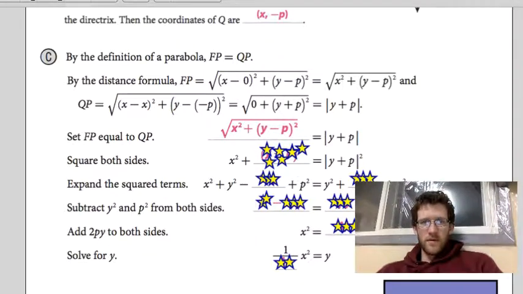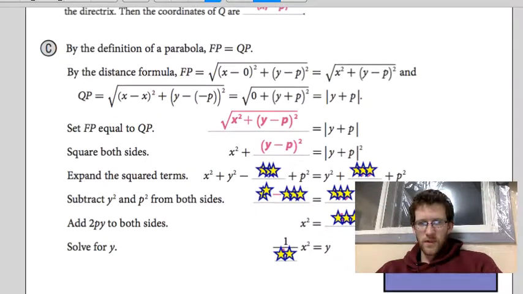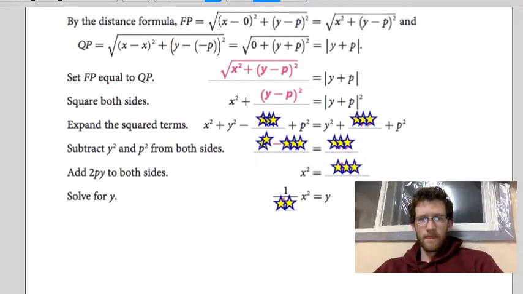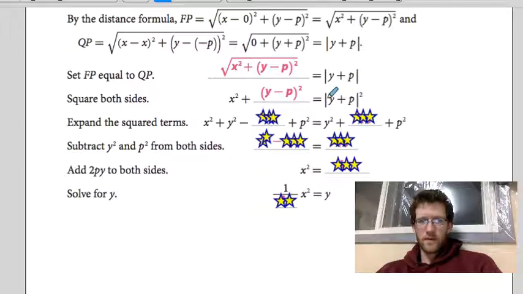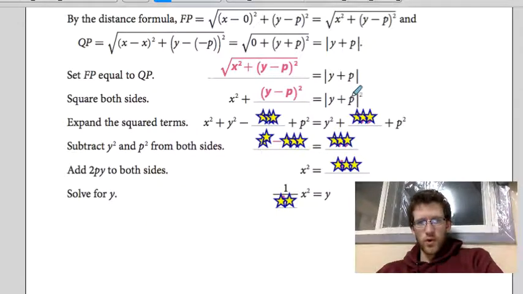So the first step is to square both sides to get rid of the square root. So the square root disappears, and we're just left with what's inside. However, this is squared, so we need to square that stuff. So what is (y plus p) squared? Well, we just cross multiply, right? You guys know how to do these polynomials. We get y squared plus 2py plus p squared.